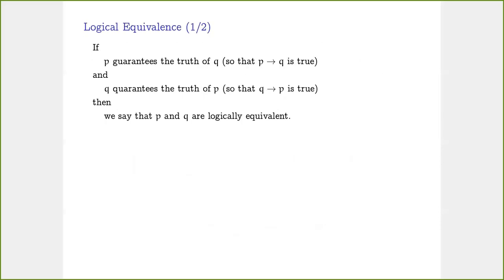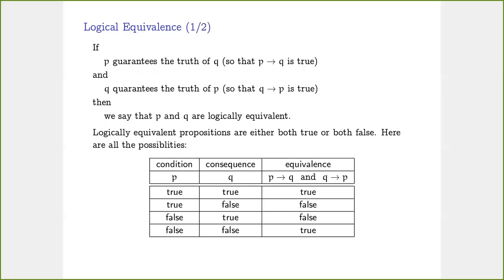The textbook has more detail that tries to motivate this definition. The guarantee is the foundation of logical equivalence. If P guarantees the truth of Q, so that P implies Q is true, and Q guarantees the truth of P, so that Q implies P is true, then we say that P and Q are logically equivalent.